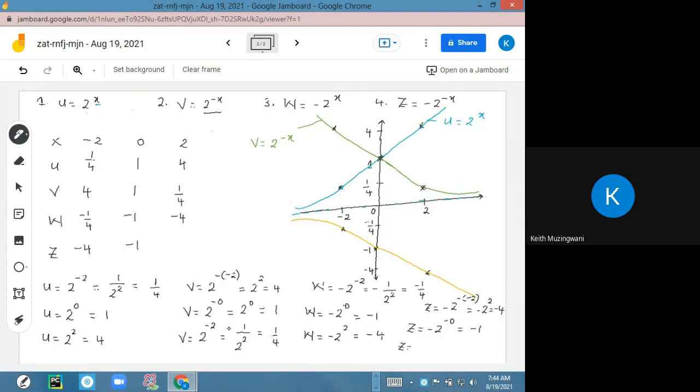Isn't negative 2 to the power 2 4? The negative is not part of the power, so it still remains negative 4. You only get worried if the function comes in this form. That's when it becomes 4. So the negative is just moving on its own. Is that okay? Yes, sir.